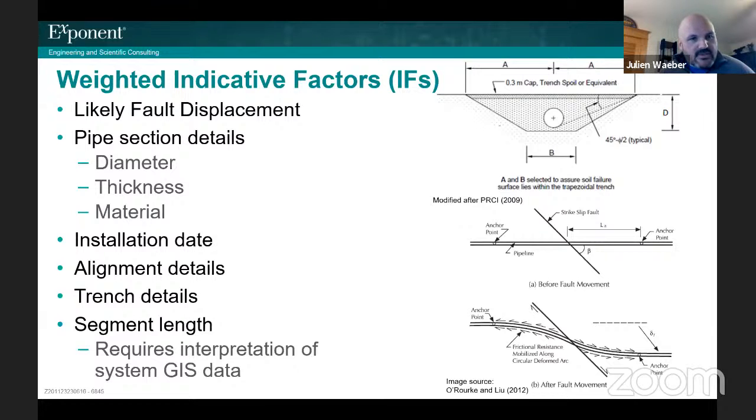As far as the system itself is concerned, if it's a pipeline, you're going to be interested in the section details: its diameter, its thickness, its material. What are the anchoring points along your system, and where are they located with respect to the alignment of your suggested fault? Is that fault well defined, or do you need to define a fault zone that will essentially make the area of interest much larger? Again, when was this pipe installed? Installation methods and materials used will make a very big difference in the likelihood of failure.